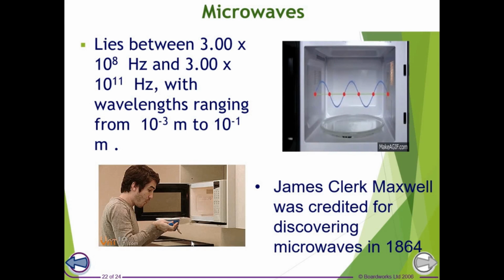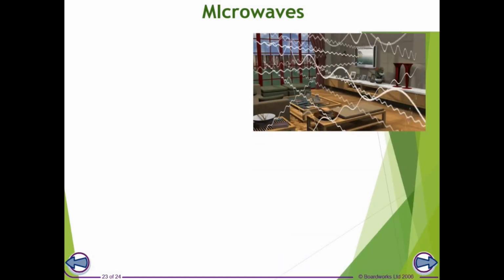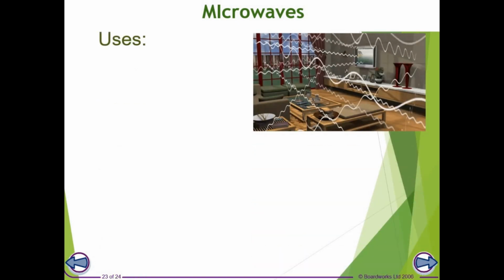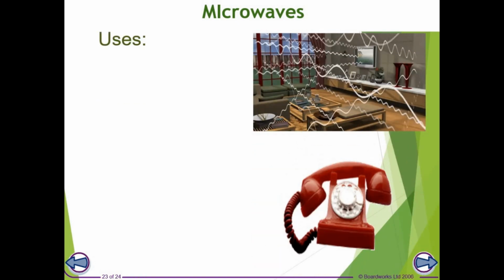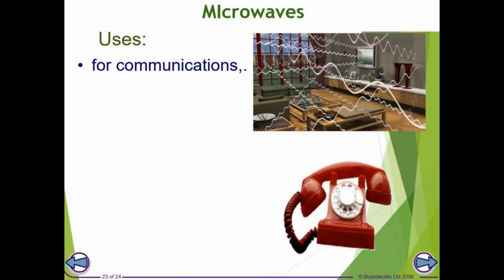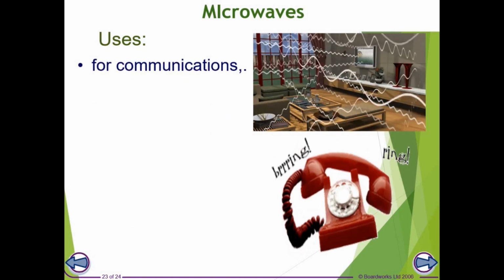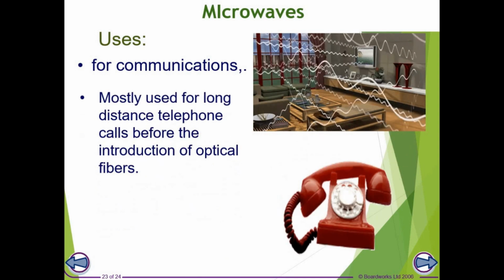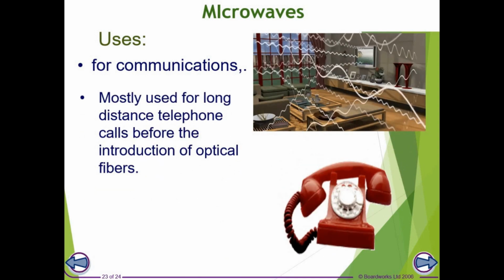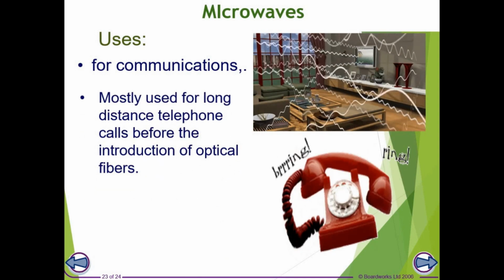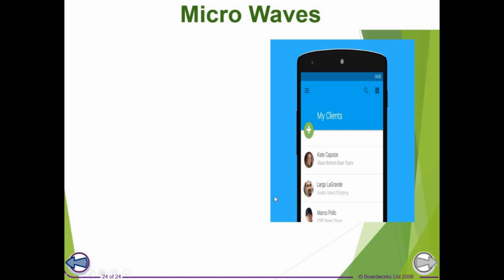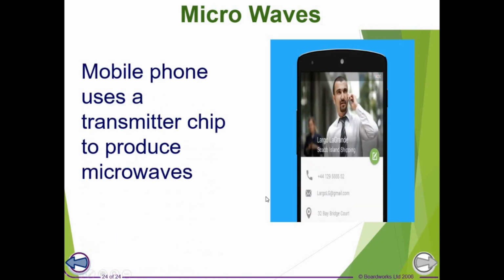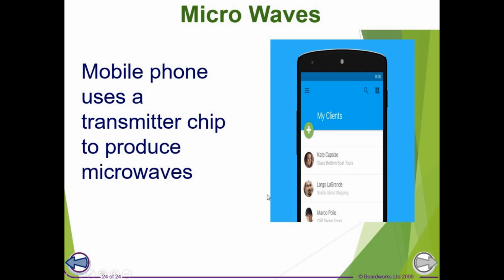Microwaves are sometimes considered as extremely high frequency radio waves but with very short wavelength. Now, what are the uses of the microwaves? So, microwaves are used mainly for communications. They are mostly used for long-distance telephone calls before the introduction of optical fibers. Mobile phones use a transmitter chip to produce microwaves.